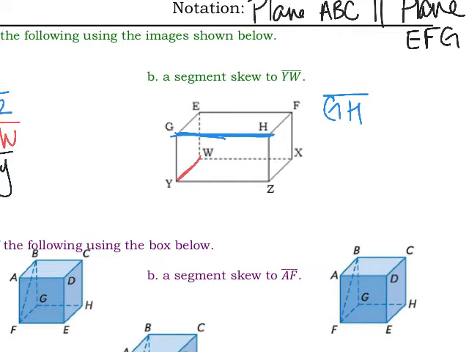E to F? The problem with E to F, no, that's right. E to F works. E to F is also going a different direction than the red one and not intersecting. Can someone try giving me one more at least so we have three?